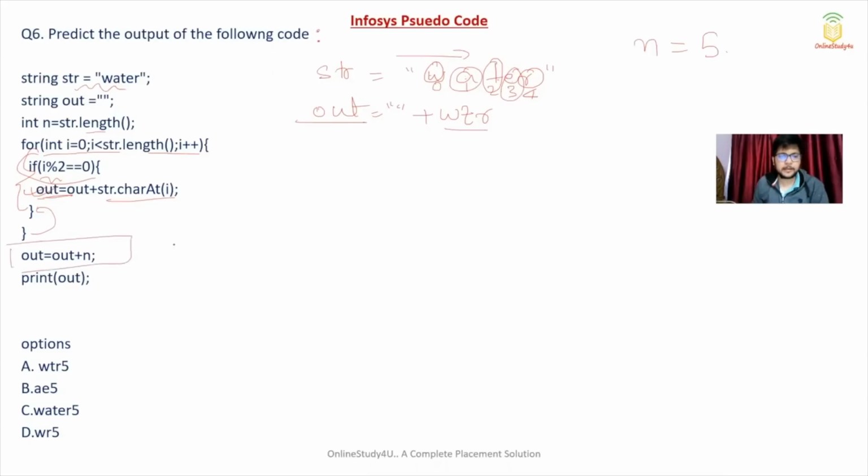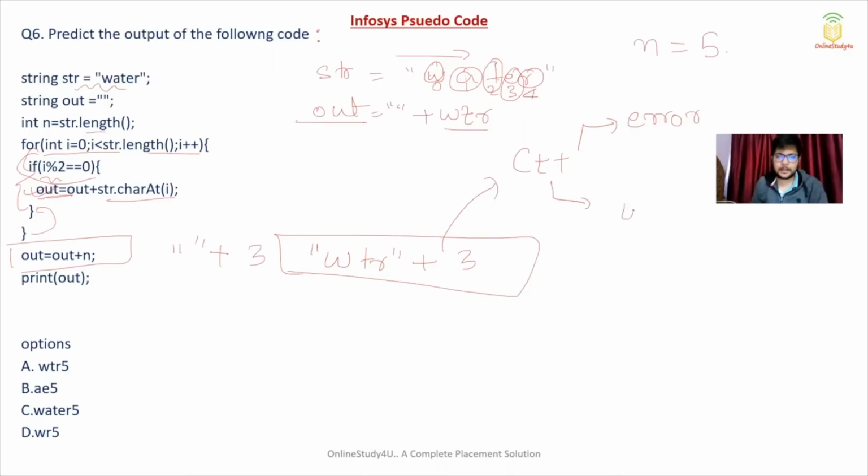We see here that again there is an integer which is added to the string. WTR is a string, right? It is added with an integer. So in C++, it will give you an error. Certainly it will give you an error. But in Java, it will not give you an error. n is 5. So WTR5.